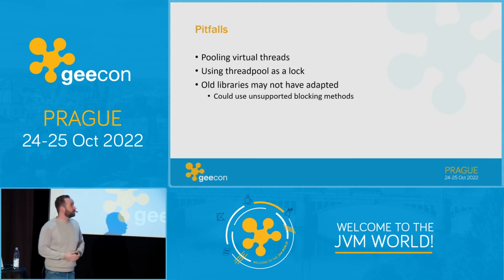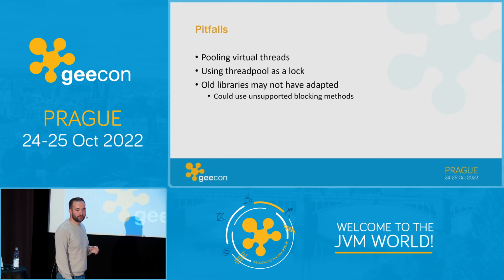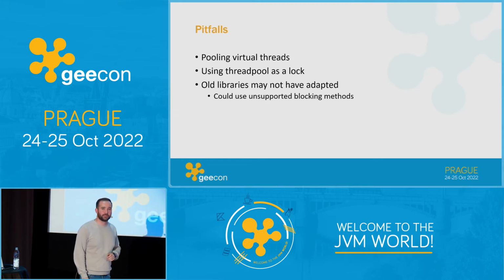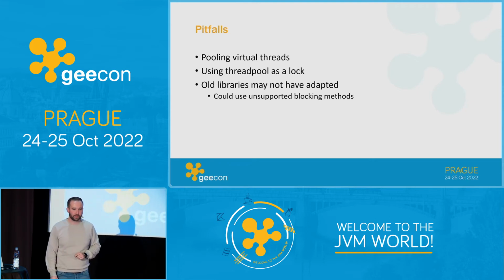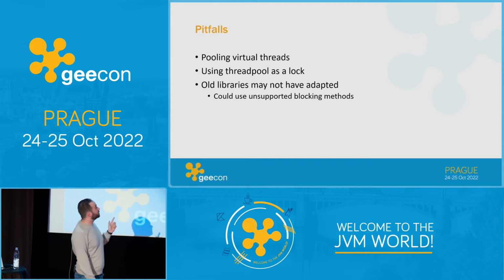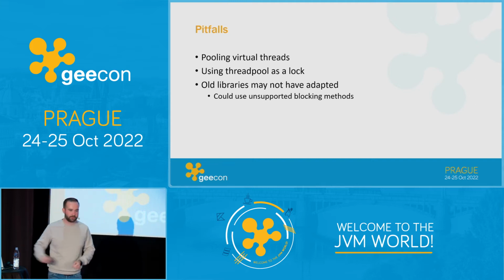So now some of the pitfalls. As I've already said, you don't ever want to pool virtual threads. They are really meant to be created when you need them and to be discarded when they are done. Also, using thread pools. You may now think, I'm going to replace my old executor service with the new one. That could lead to some problems.